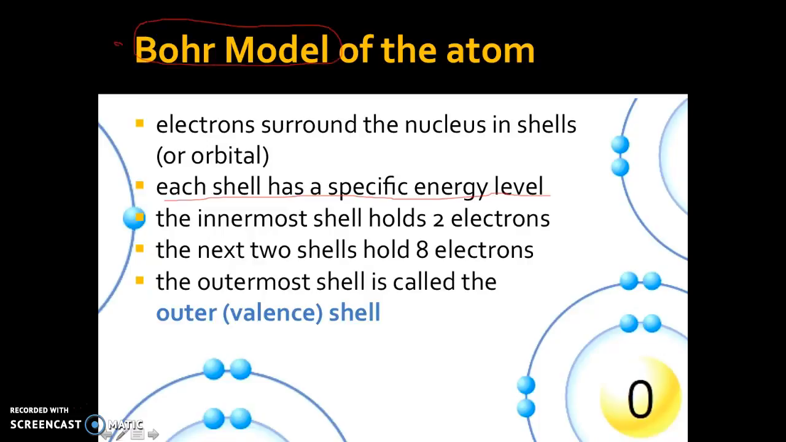This should be another bullet. Each shell has a specific energy level. The innermost shell can hold a maximum of 2 electrons, and then the next 2 shells can hold a maximum of 8 electrons. The outermost shell is called the outer shell. Now, in your textbooks they only label it as outer shell, but in the rest of the world we call it the valence shell. So I've included both, the outer valence shell.